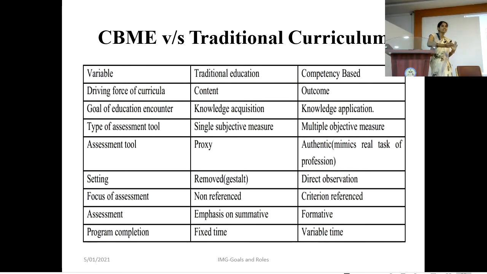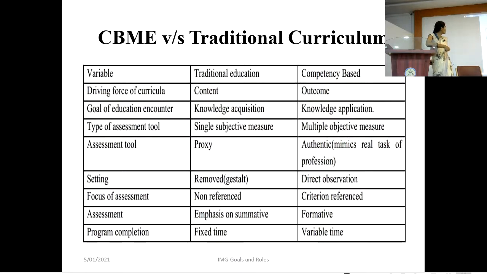So the old curriculum is the traditional method of teaching. The new curriculum is student centric, whereas the old curriculum was teacher centric. That is the first difference. And the variable, that is the basically driving force of the curricula: the old curriculum, the traditional method, was content based, whereas the new curriculum, CBME, is outcome based. This is very important.